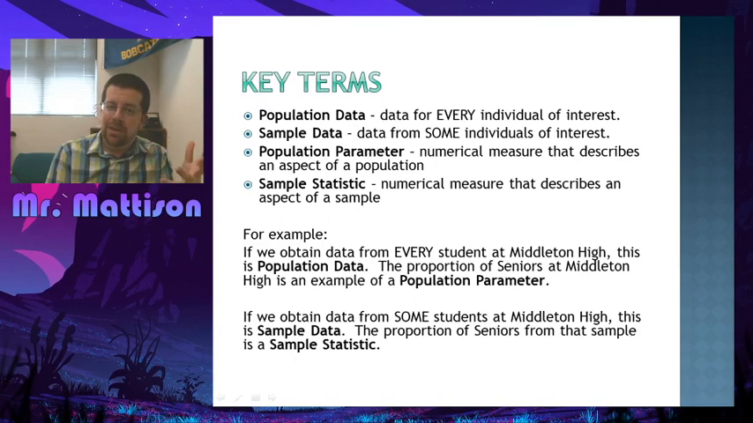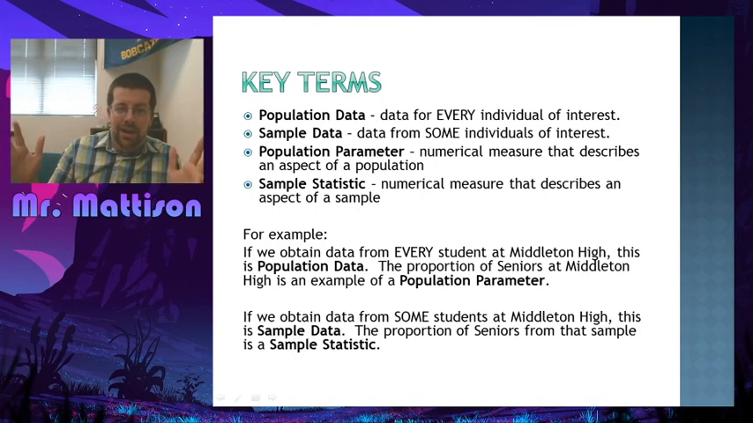So a parameter is that data you get from the entire population. So let's say I measured the height of everyone in my English class. Then I would have population data, and if I average that, that's a parameter. It's a population parameter because I got data from every single person in that particular population.